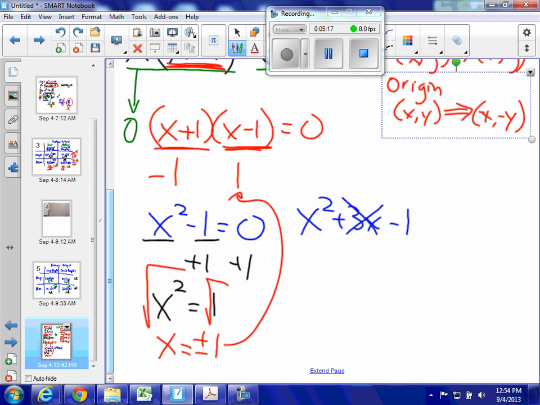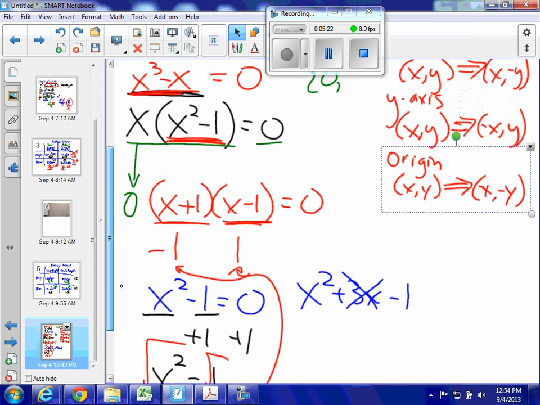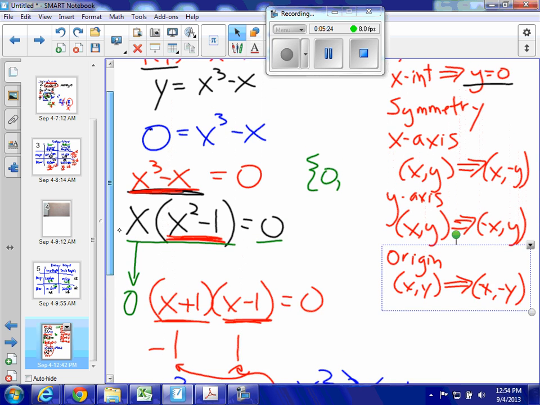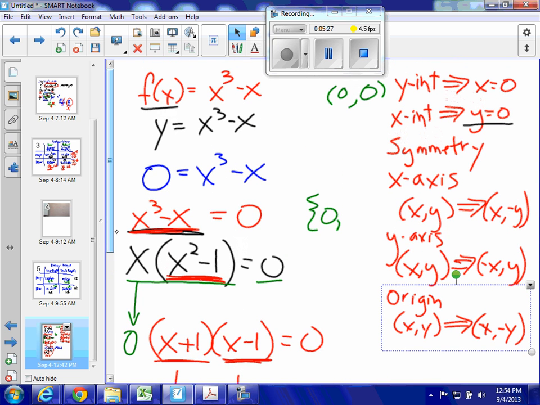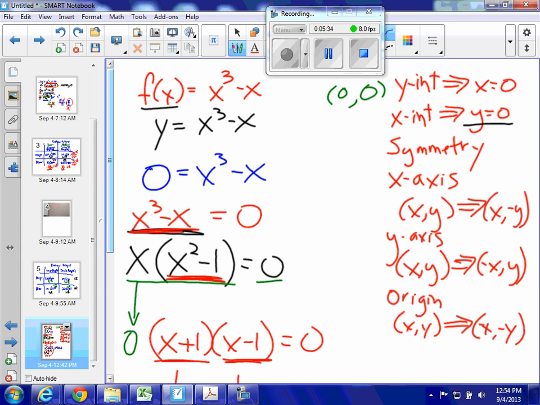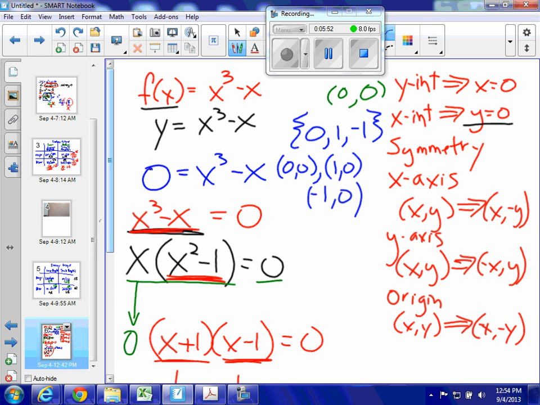So I have 3 roots, 3 zeros, 3 x-intercepts for this equation, and I have them as the set, and I'm going to write them a little bit better here. It's the set of 0, 1, and -1. Or I could have written it as 3 ordered pairs. That would be (0, 0), (1, 0), and (-1, 0).